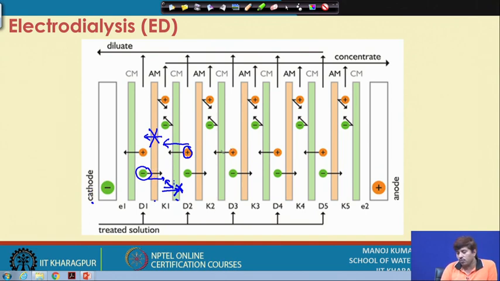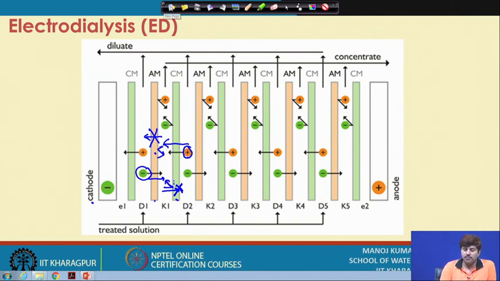Now, they cannot go towards this side because there is a repulsive force in the form of the anode. So, they want to move towards the cathode side, but this anionic membrane in their way will not let them go. So, they are also rejected that way.